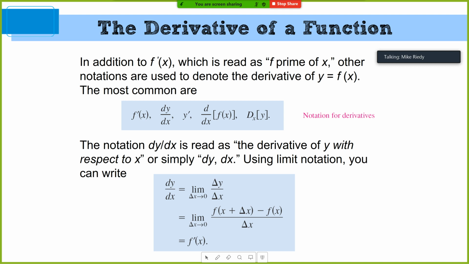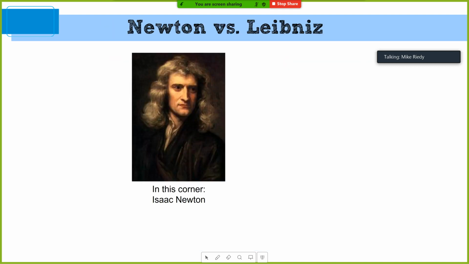All right, that's time. Let's go. Okay, so as I was saying, we've got different notations. And the two main differences are the f prime notation and the dy dx notation. And the reason we have two different notations is because of these two knuckleheads.